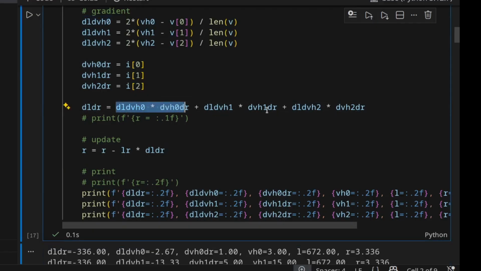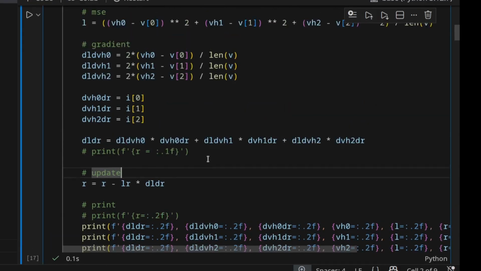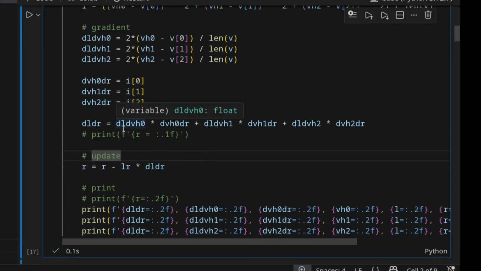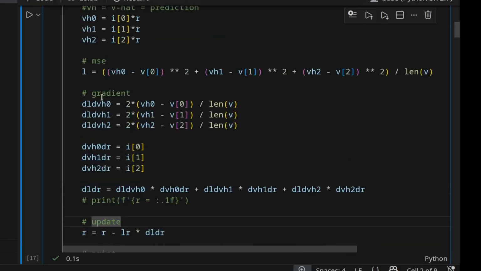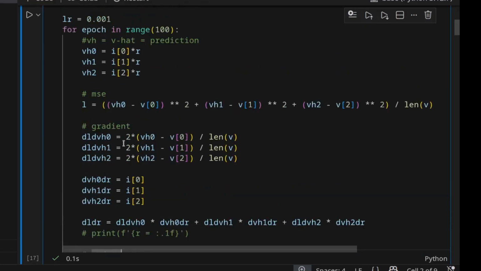Okay, so what this is doing, see, DLDR is the product of this times this, plus this times this, plus this times this. And this is for each sample. That's sample 0, sample 1, and sample 2. That's why there are 3 of them, and they're summed together. So this is DL_DVH0. So where is DL_DVH0? So this is the gradient, for this part, the local derivative. This is the local derivative of this operation for this specific thing.